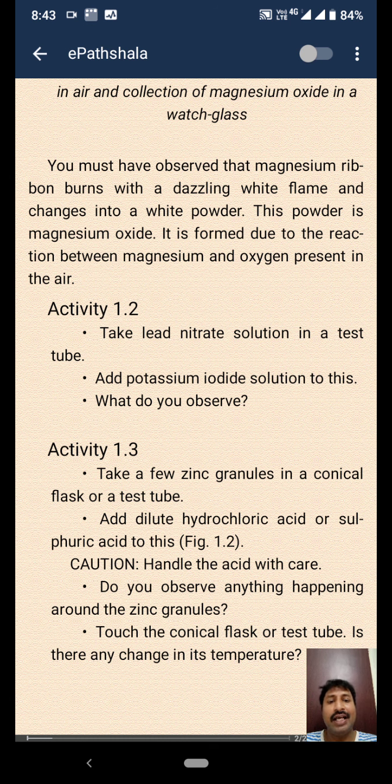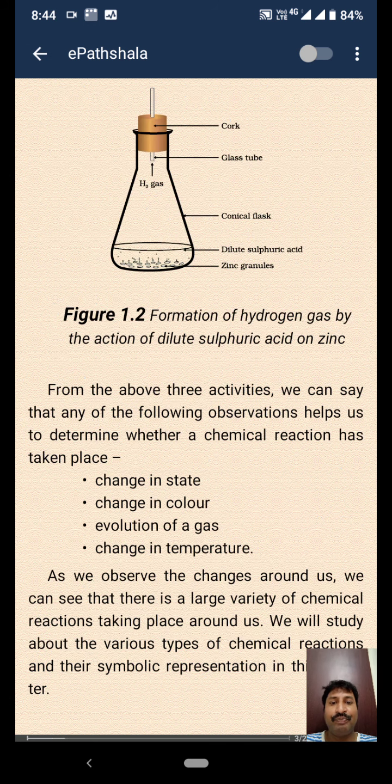The same thing, zinc granules reacted with dilute hydrochloric acid or dilute sulfuric acid. What will be its product? See, in the beaker, zinc granules are there, dilute sulfuric acid is added, and hydrogen gas will be liberated. This is what the reaction is. How can we write all these reactions?